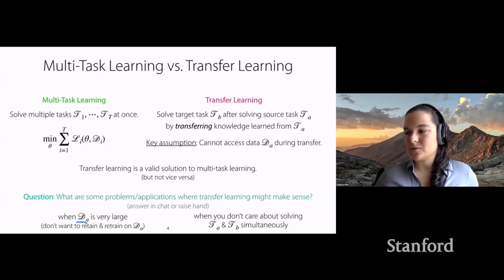So this is the transfer learning problem statement and how it differs from multitask learning. And really the most prevalent approach to transfer learning is something called fine-tuning, especially within neural networks and deep learning.